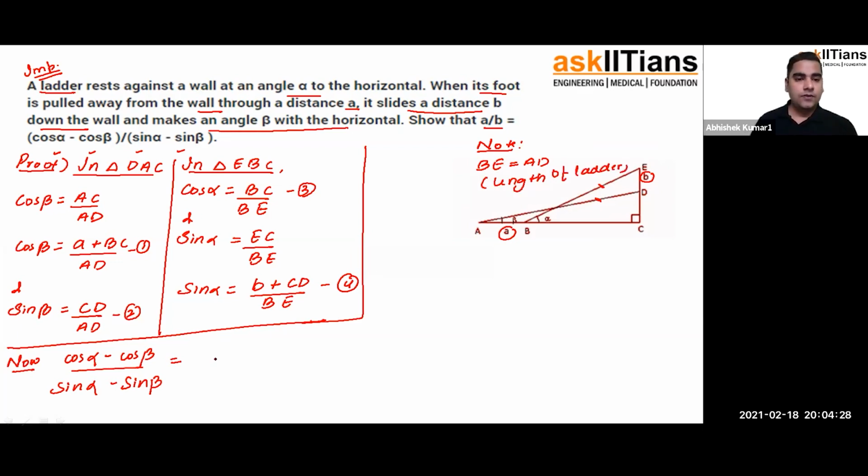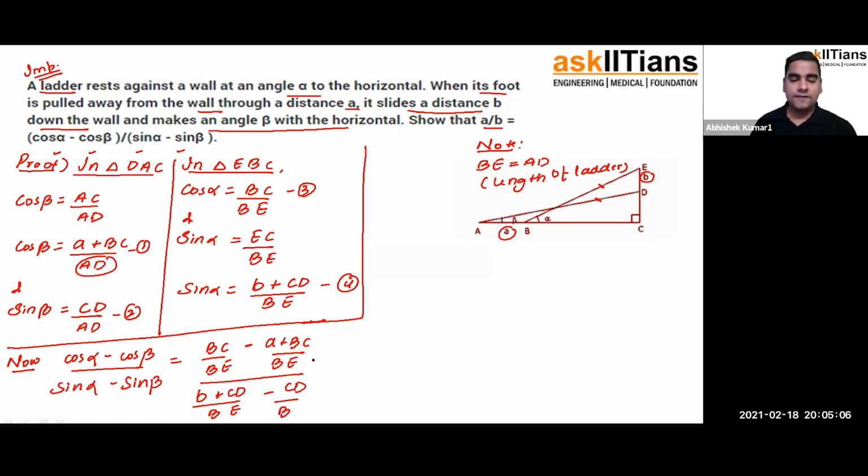All right. So what is cos alpha? Cos alpha is BC over BE. Understood? What is cos beta? That is A plus BC over AD, and I can replace this AD by BE. What is sine alpha? That is B plus CD upon BE. Minus sine beta, that is CD over AD, and AD can be replaced by BE.